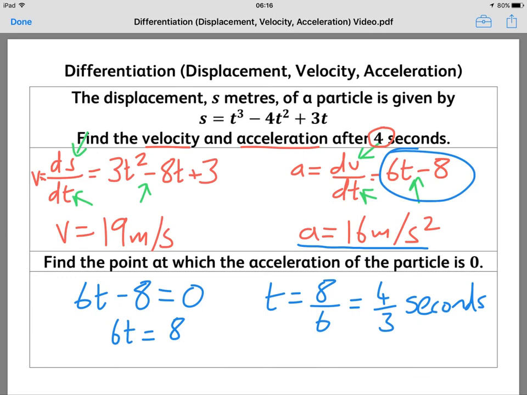Things to remember is displacement differentiates to velocity, which then differentiates to acceleration.